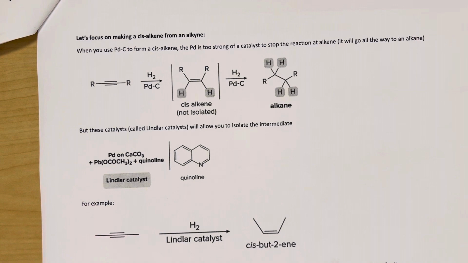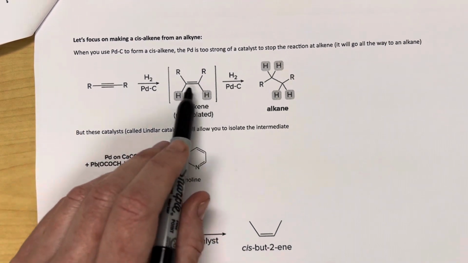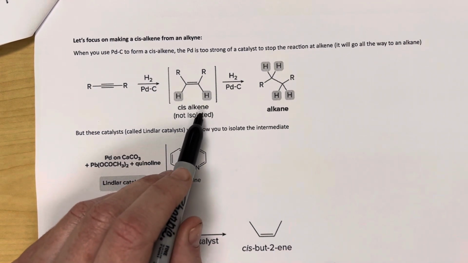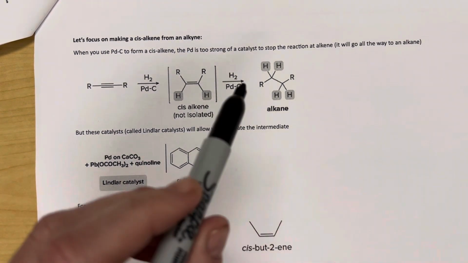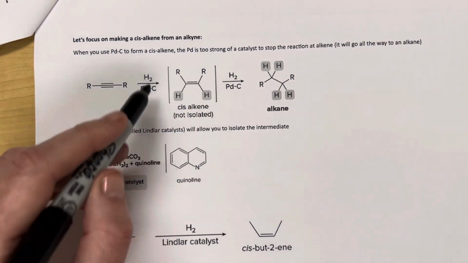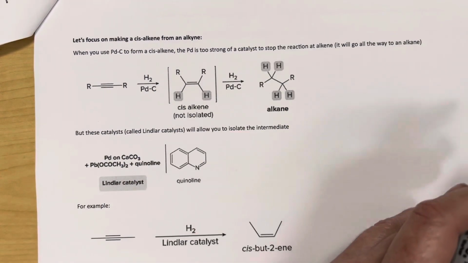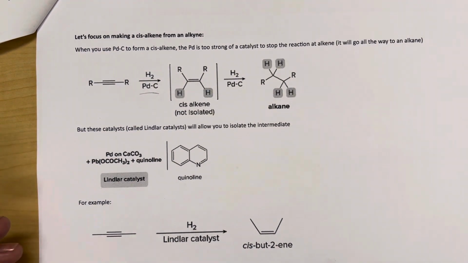So it says, let's focus on making a cis alkene from an alkyne. All right, so when you use Pd/C, you will get a cis alkene, but again, this Pd/C is such a strong catalyst, it's going to continue going, and you're going to get the alkane, and you won't be able to isolate the alkene. So if you need an alkene as an intermediate to do another reaction, you couldn't use this. You have to use something different, something a little lighter.